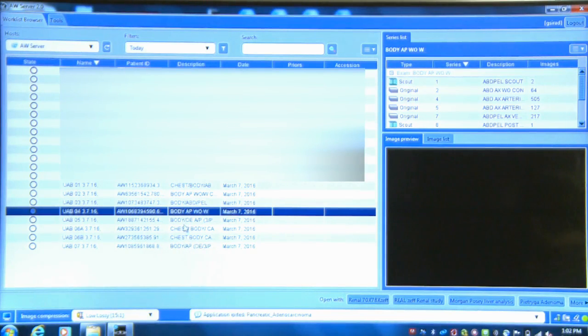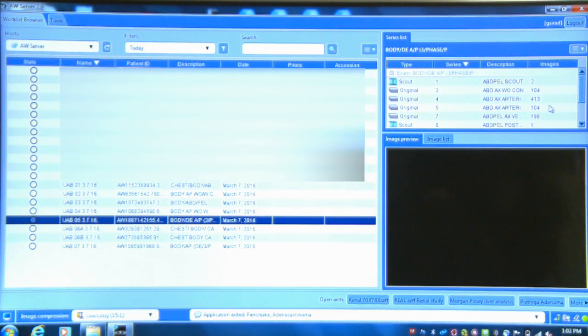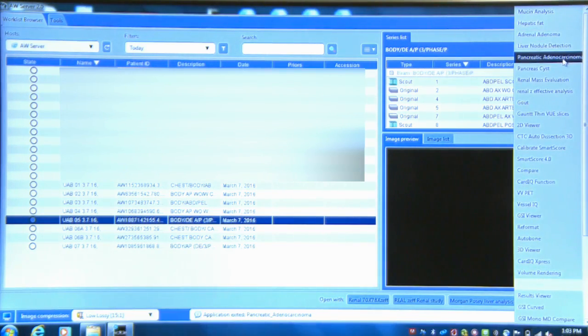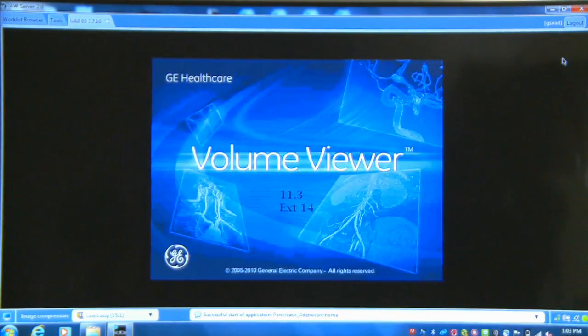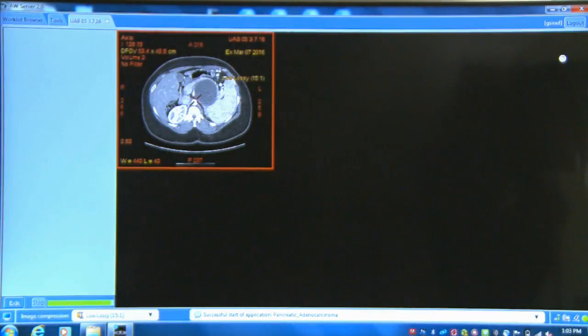I've got a cystic lesion that I'd like to share with y'all, and I'm loading that in now. I can, and I think I will, just deliberately load it into the pancreatic adenocarcinoma protocol so you can see the difference between evaluation of a cystic lesion versus a solid lesion in the pancreas.